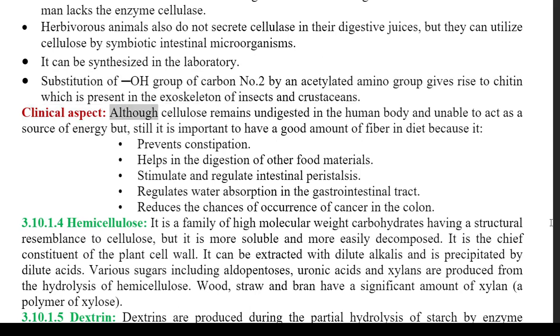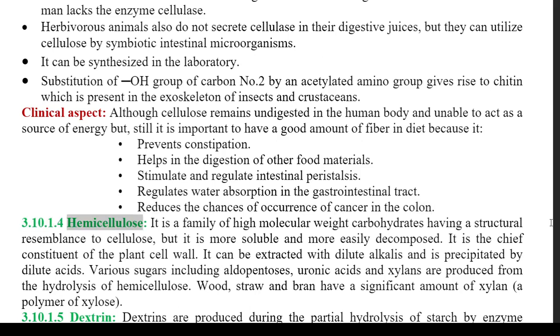Clinical aspect: although cellulose remains undigested in the human body and is unable to act as a source of energy, it is still important to have a good amount of fiber in the diet because it prevents constipation, helps in the digestion of other food materials, stimulates and regulates intestinal peristalsis, regulates water absorption in the gastrointestinal tract, and reduces the chances of occurrence of cancer in the colon.